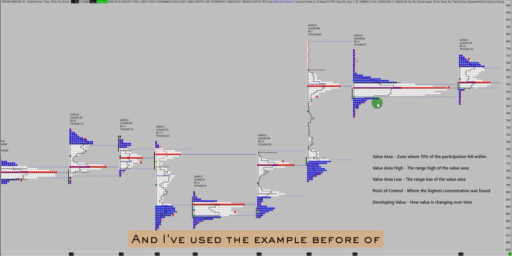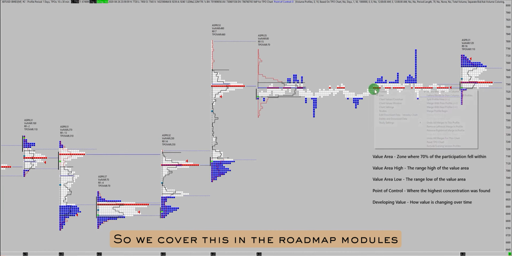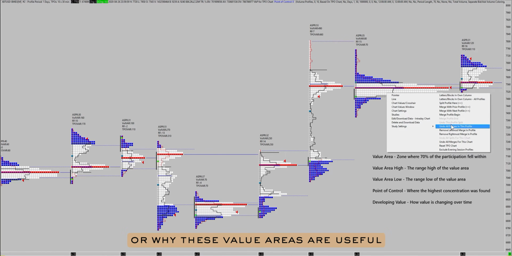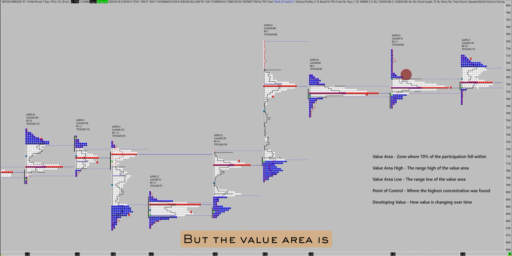And I've used the example before of if you had something like iPhones. Let's say iPhones are $1,000, and when they drop in value, you would want to see that they didn't spend too much time at those lower prices. If demand was there, we should see them being bid up very quickly. So we cover this in the roadmap modules. This is just the concept of auction market theory and how or why these value areas are useful. But the value area is where the bulk of the activity is occurring.